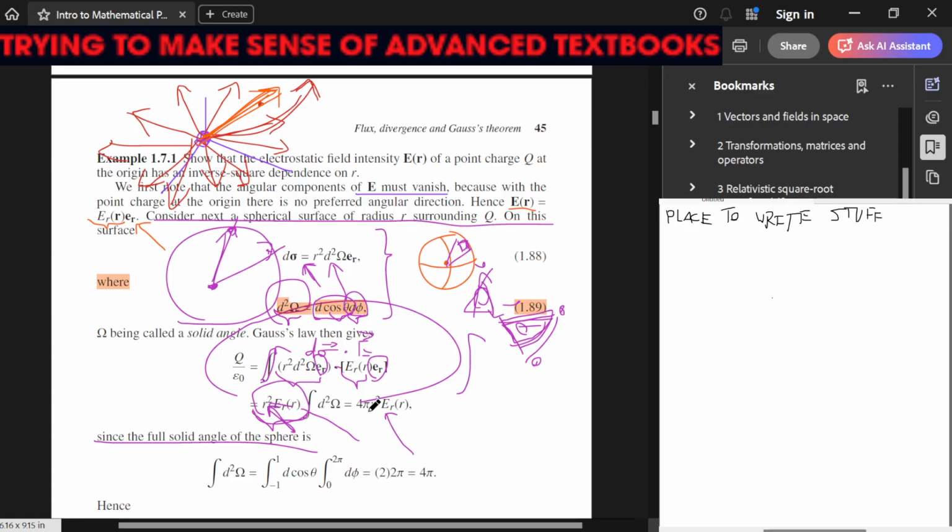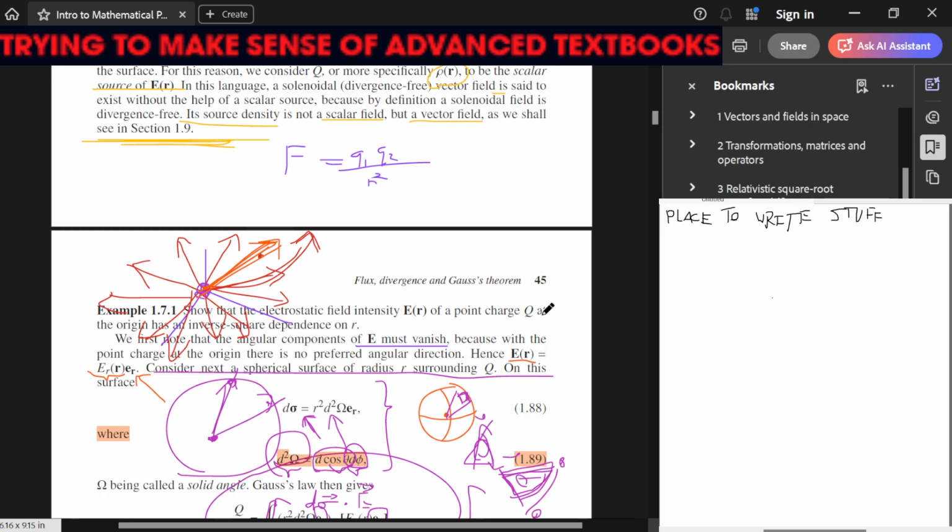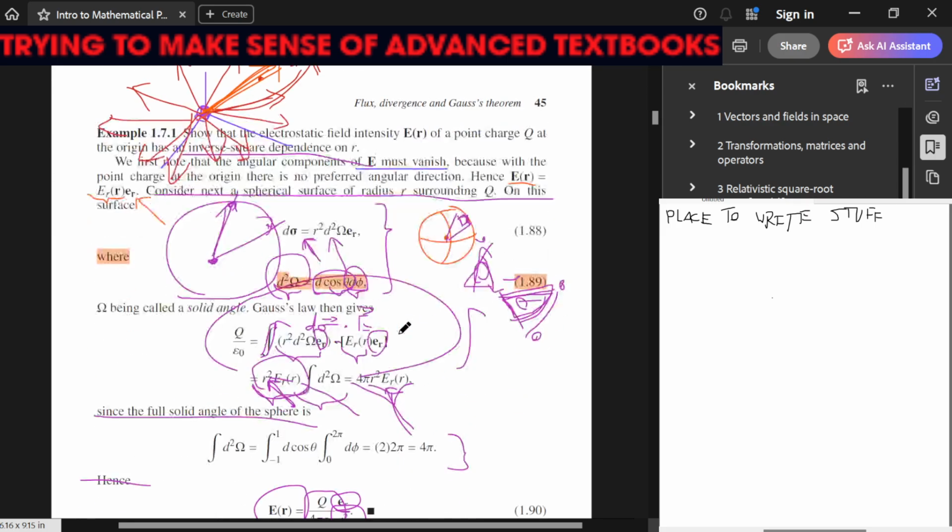So we pull out the constants and integrate the solid angle. They did that over here. You get 4 pi, blah blah blah. Hence, the electric field is in the radial direction. The charge over these terms, and R squared at the bottom shows that it has an inverse square dependence. Oh my goodness.